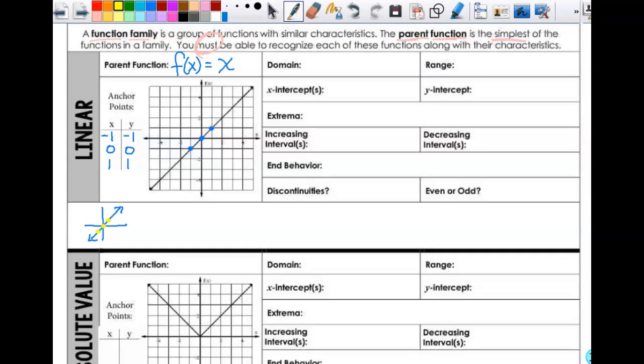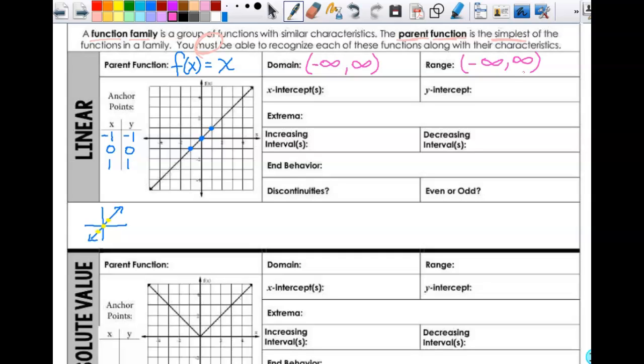For this line, your domain, what's the domain here? What's the smallest x value I can have? Keeps going. Since this keeps going like this, the smallest x value I have is negative infinity. And this graph goes all the way then to what? Infinity. Range, what's the smallest y value? Negative infinity. And then that goes to infinity.